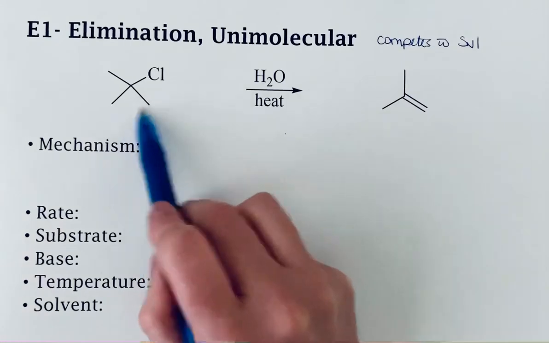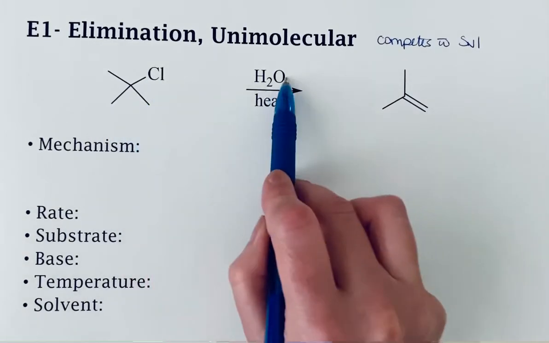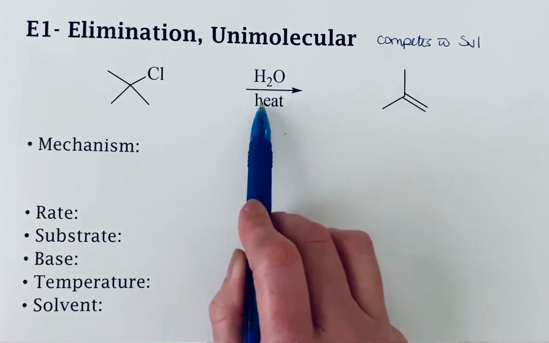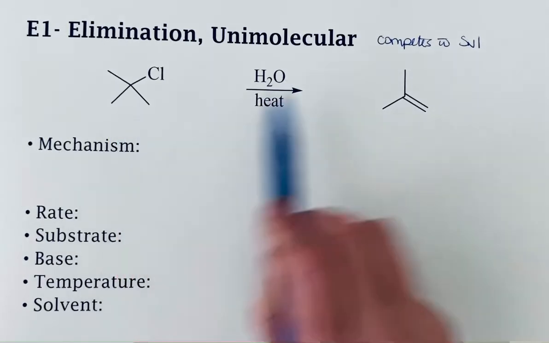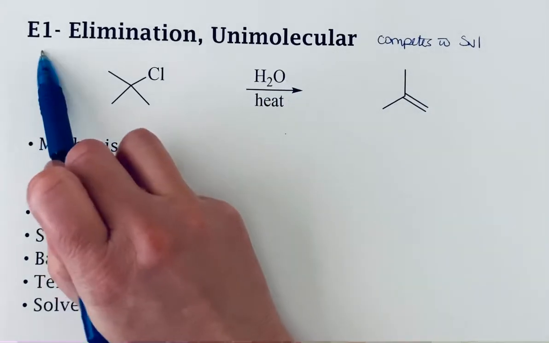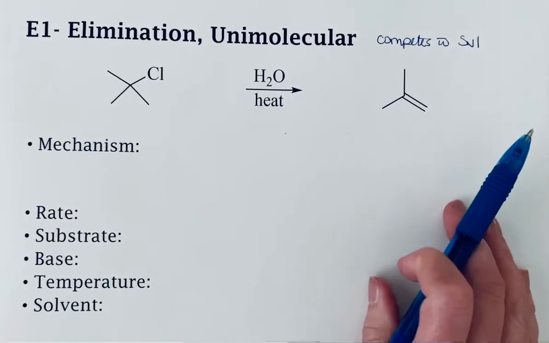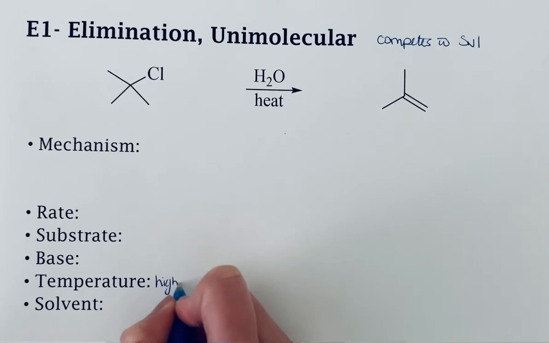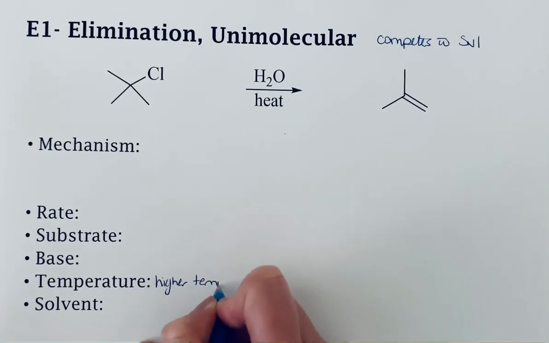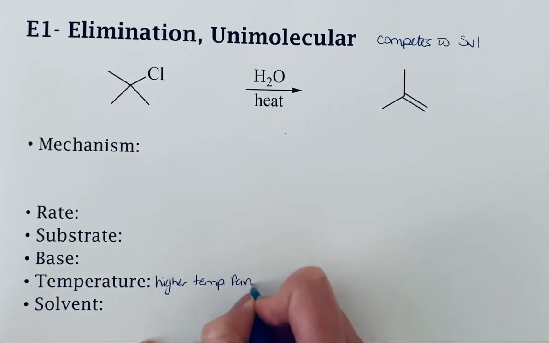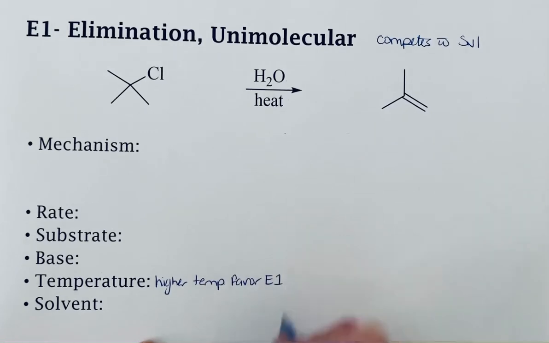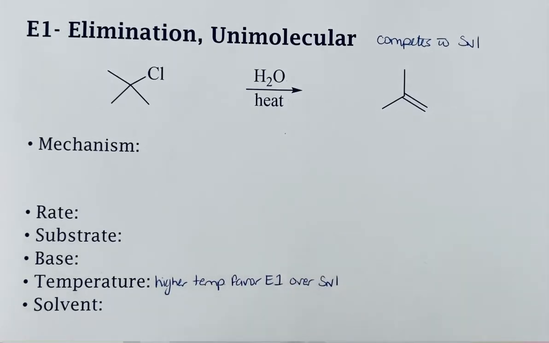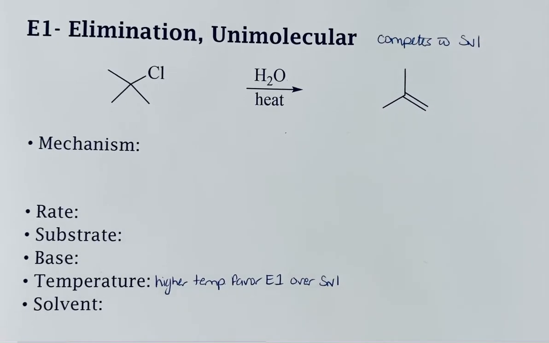And so the substrate preferences are the same, as well as using a weak base. The difference we can see is that if you heat it up, it'll push this competing reaction towards the elimination rather than the substitution pathway. So we'll say that higher temperatures will favor this E1 reaction occurring over the SN1 pathway. And so let's take a look at the mechanism.